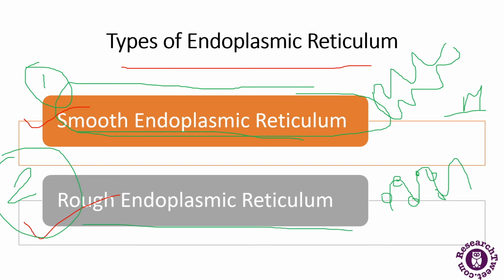Moreover, it synthesizes and secretes proteins in the liver, hormones, and other substances in the gland. The rough endoplasmic reticulum is prominent in cells where protein synthesis happens, such as hepatocytes. So they are present where protein synthesis is happening. So this was about the two types of endoplasmic reticulum.